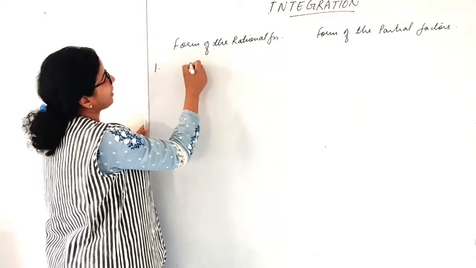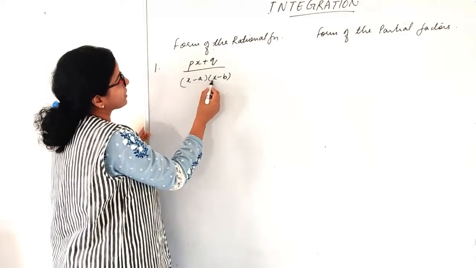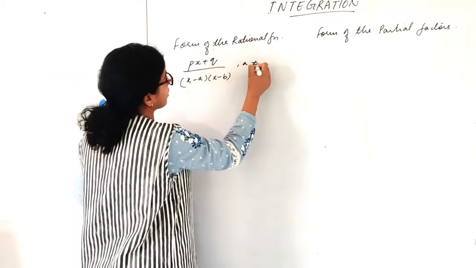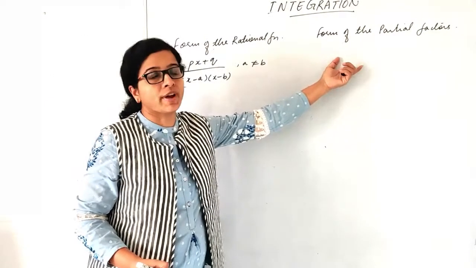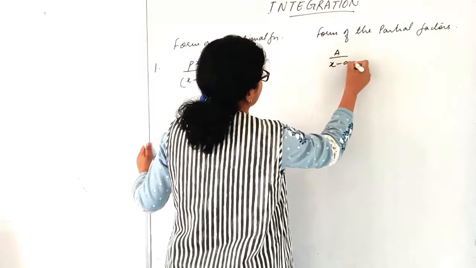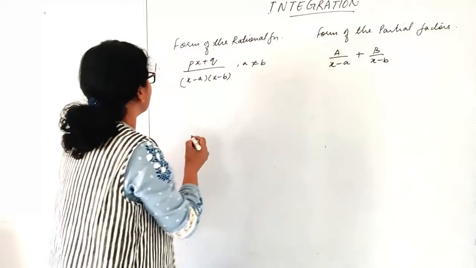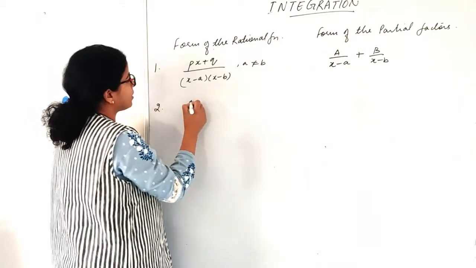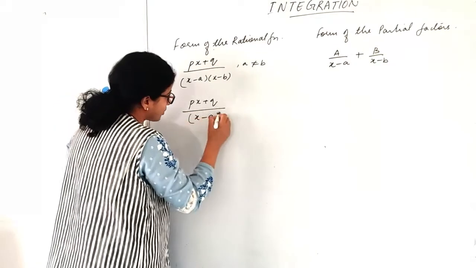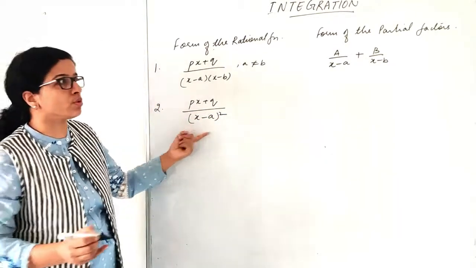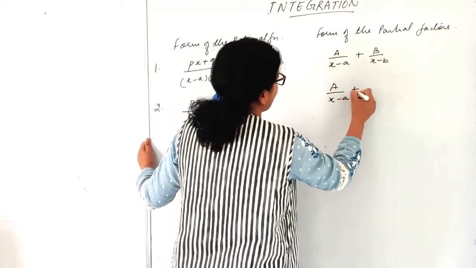Say for example, I have a rational function of the kind px upon x minus a, x minus b, and a is not equal to b. So in what form can I decompose it into partial fractions? A upon x minus a plus B upon x minus b, right? Say for example, I have a repeated root, right? Look here, x minus a whole square. This is nothing but the repeated root. So how can I write the partial fraction of this form? A upon x minus a plus B upon x minus a whole square.